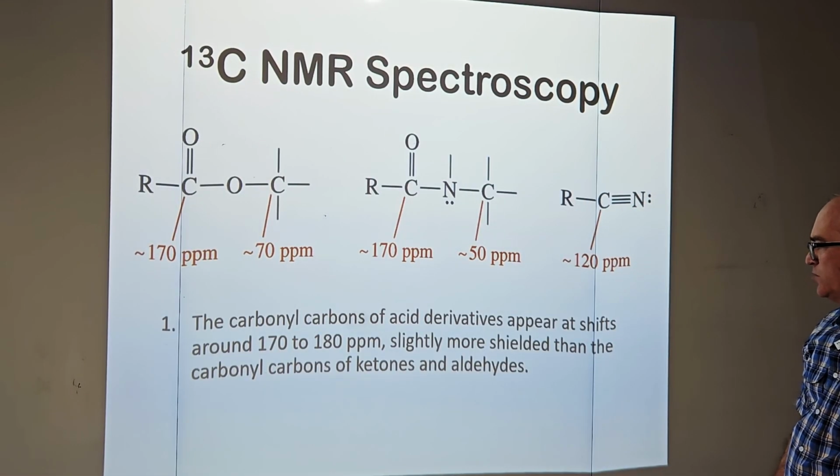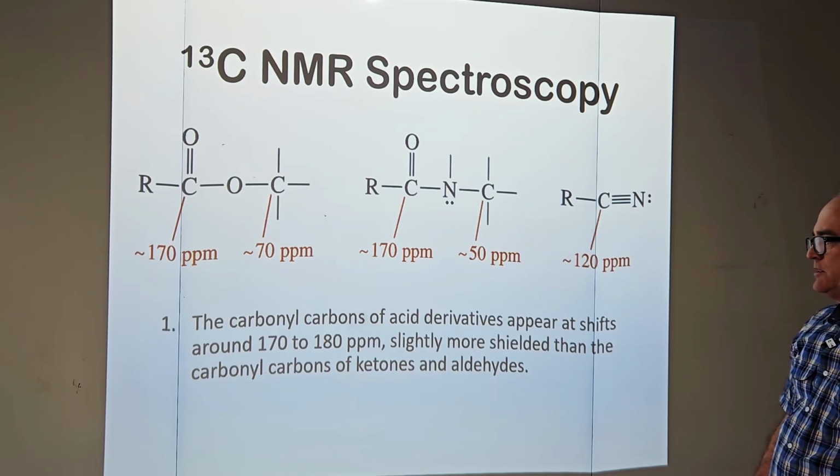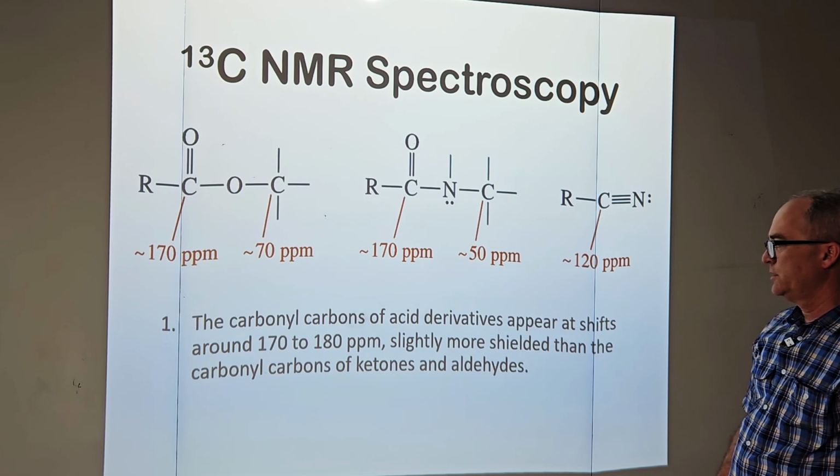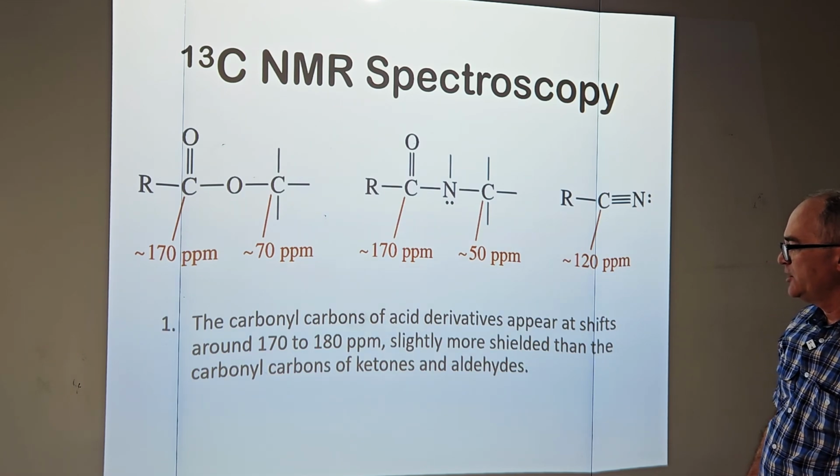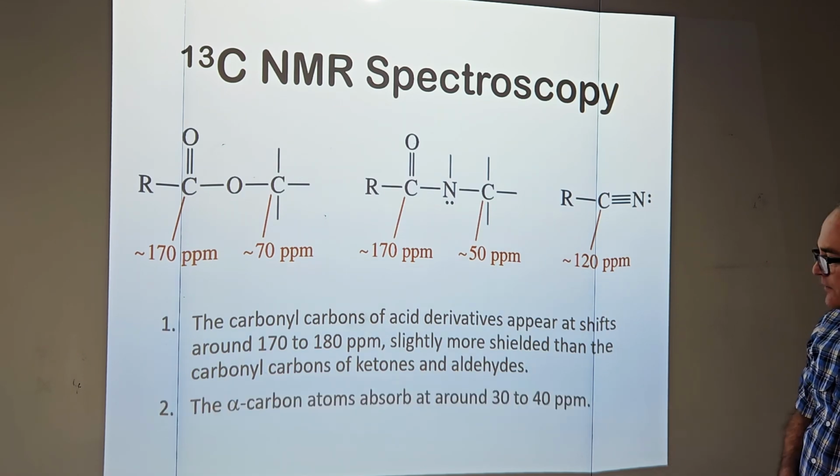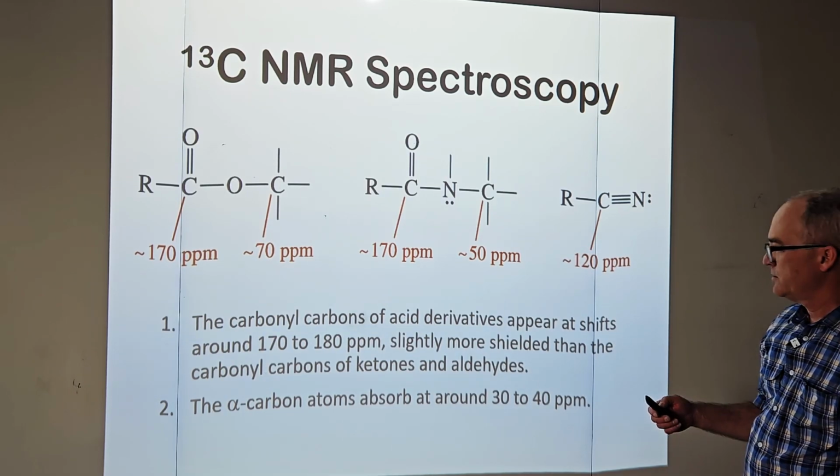Carbonyl carbons of acid derivatives appear at shifts around 170 to 180 ppm, slightly more shielded than carbonyl carbons of ketones and aldehydes. Alpha carbons absorb around 30 to 40 parts per million. Any questions?